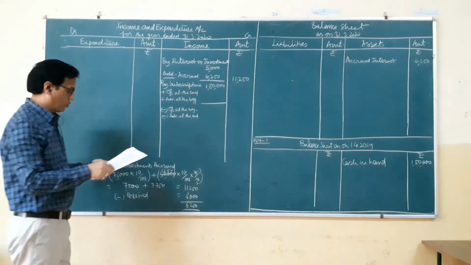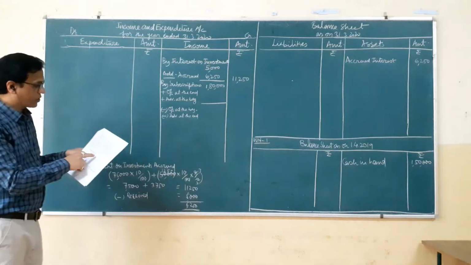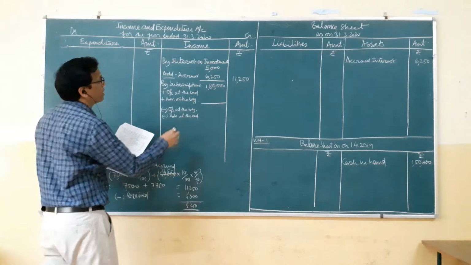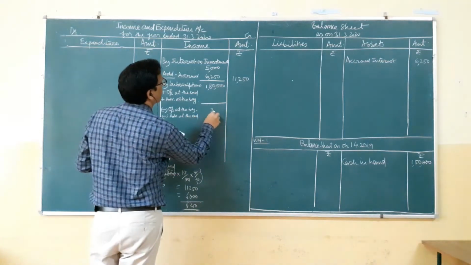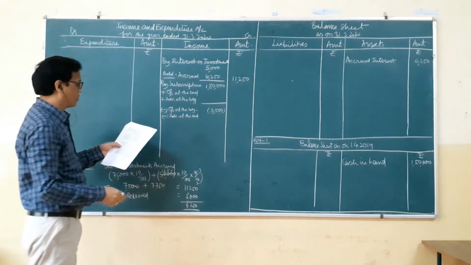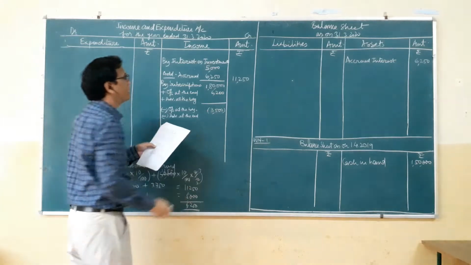Advance at the end. So we will take it from the additional information. Subscriptions due on 31st March 2019. It means it is outstanding at the beginning. So outstanding at the beginning is 3,500. Here we put it. And 6,200 was outstanding on 31st March 2020. It is outstanding at the end.